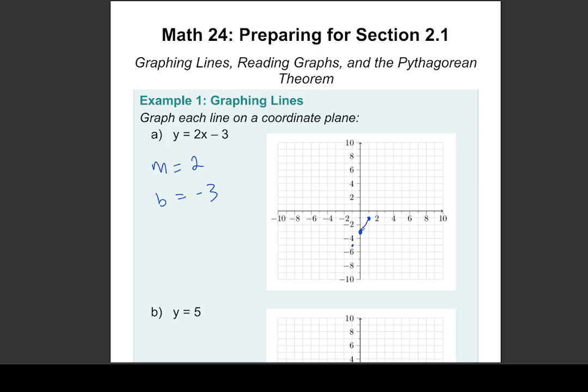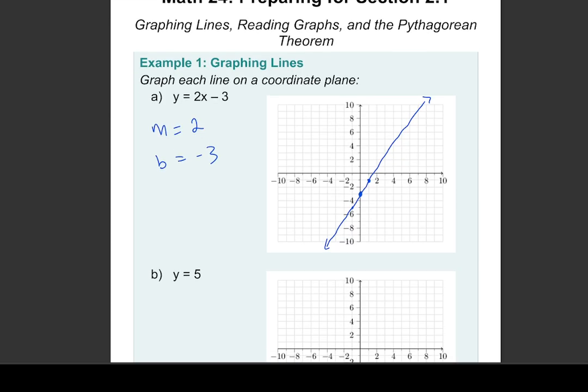Any way you cut it, we get a line that goes straight through like this. And as soon as you have 2 of those points, you're good to draw your line as straight as you can.